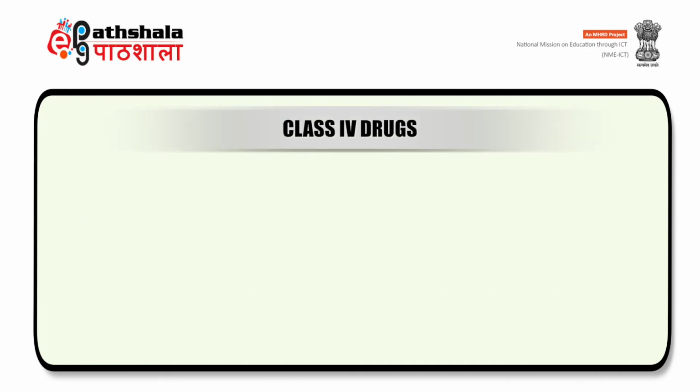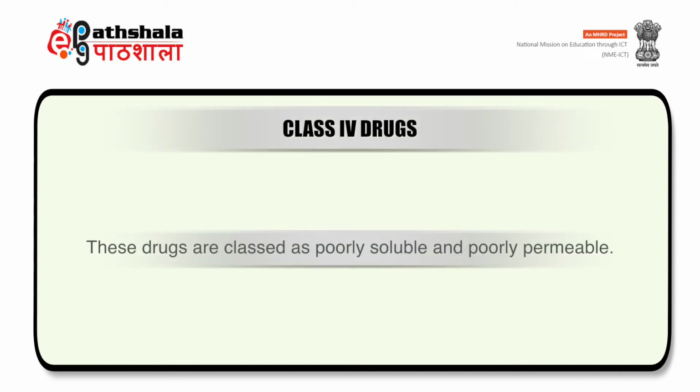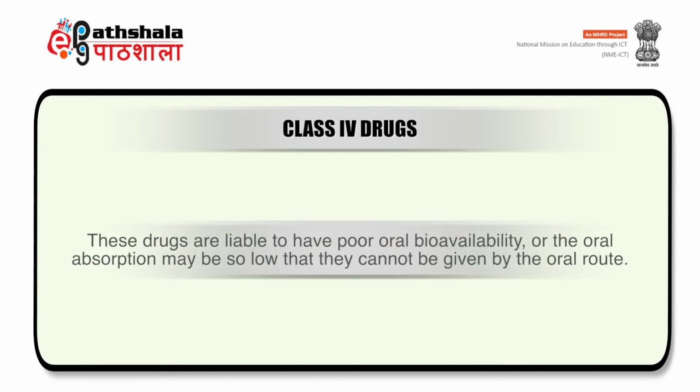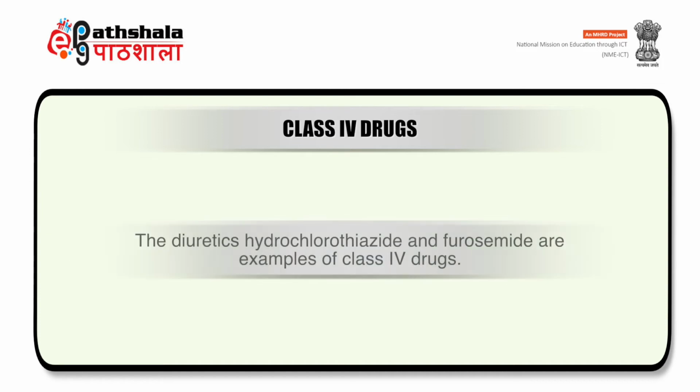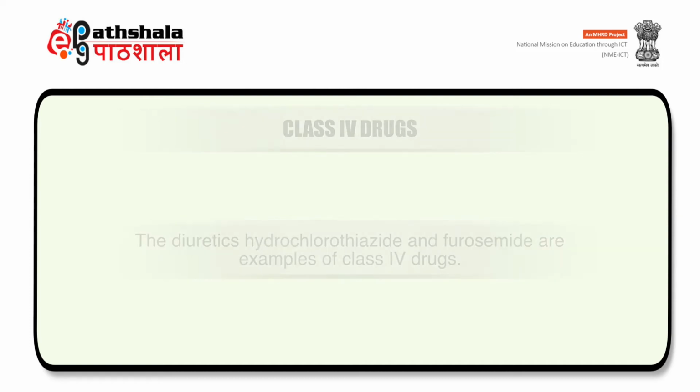Class 4 drugs are poorly soluble and poorly permeable drugs. These drugs are liable to have poor bioavailability, or the oral absorption may be so slow that they cannot be given by the oral route. The diuretics hydrochlorothiazide and furosemide are examples of class 4 drugs.